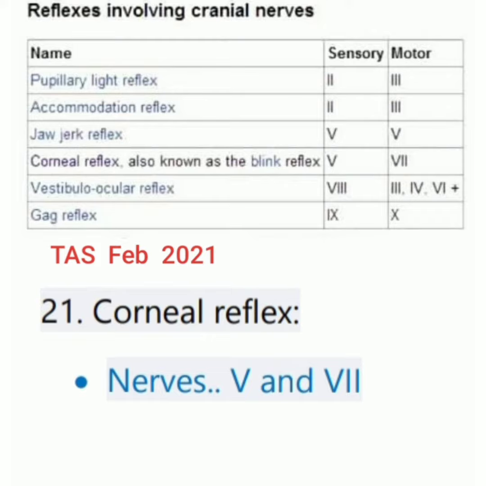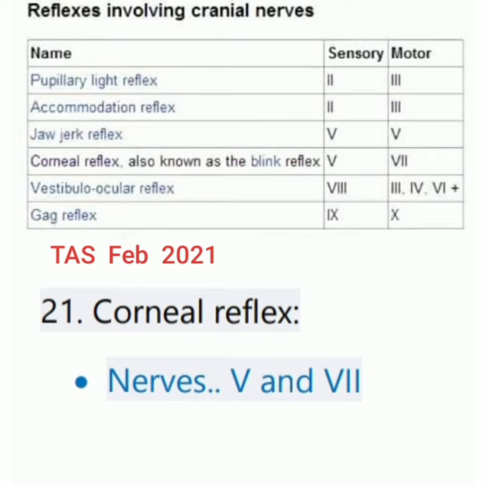In pupillary light reflex, the cranial nerves involved are number 2 and 3, that is optic nerve and oculomotor nerve. And in accommodation reflex, the cranial nerves involved are number 2 and 3 again, optic and oculomotor nerve. So it is easy to remember that pupillary light reflex and accommodation reflex involve cranial nerves 2 and 3, optic and oculomotor.